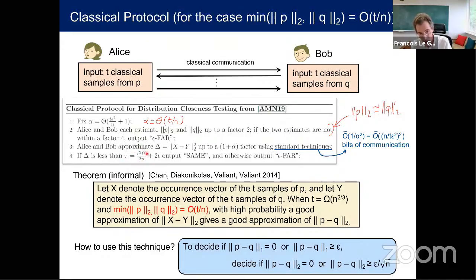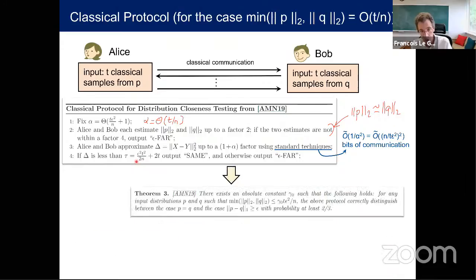I won't explain how you get this threshold, but the point is that, as proved in their paper, when the norm of P and Q is fairly small, this protocol correctly distinguishes between the two cases, P equal to Q and P and Q far apart in L1. Okay? Because delta is a good approximation of the L2 norm, and thus a good approximation of the L1 norm.